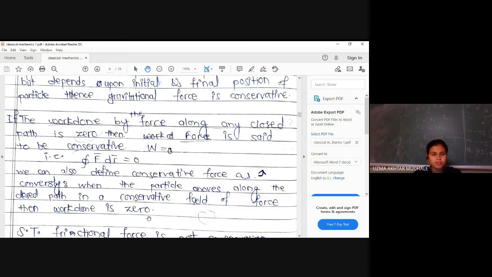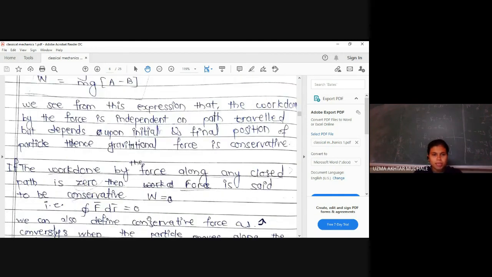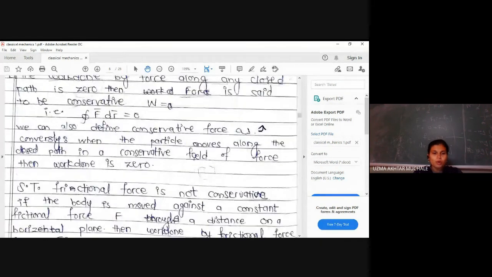What is the definition? If the work done by the force along any closed path is zero, then the force is said to be conservative. Okay. When will we call a force conservative? If a and b are the same, that is a closed path, then the work done is zero. Or conversely, if the particle is moving along a closed path in the conservative field of force, then we can say that the work done is zero.